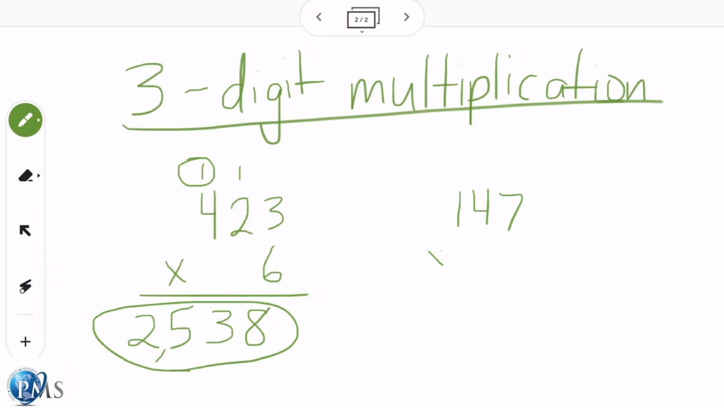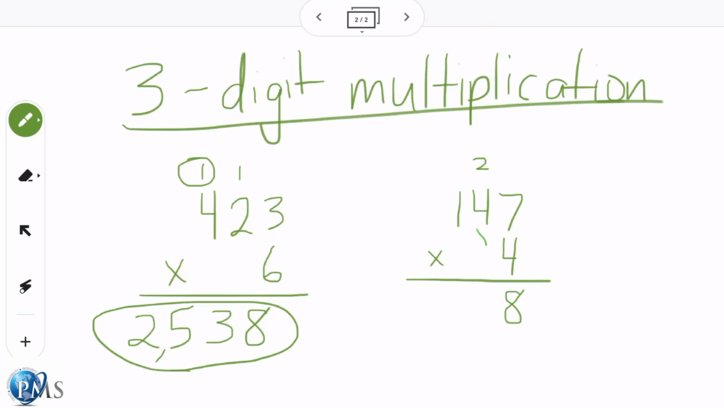147 times 4. Just like before, we start here. 7 times 4, that's 28. So the 8 I will put down on my answer. The 2 goes up above the next column.